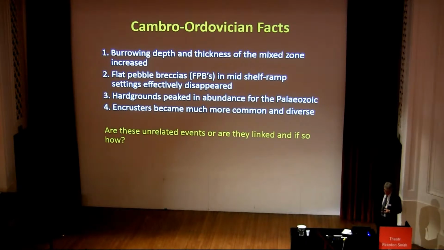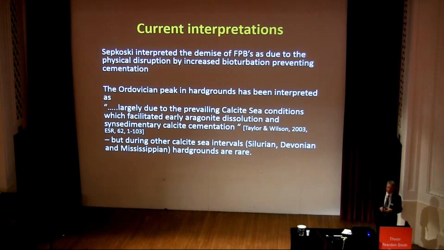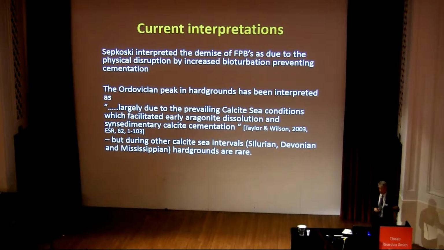Are those facts linked, and how might they be linked? So the current interpretations would be that Sepkoski argued back in the early 80s that the demise of the flat pebble breccias was due to physical disruption caused by increased bioturbation intensity and bioturbation depth. It was a physical effect that these strange carbonates, very widespread carbonates in that interval, disappeared. And also that the Ordovician peak in hardgrounds has been interpreted. I'm sure Paul won't mind me taking this quote from him. He and I can argue perhaps about this later, but it's not the main point of the talk.